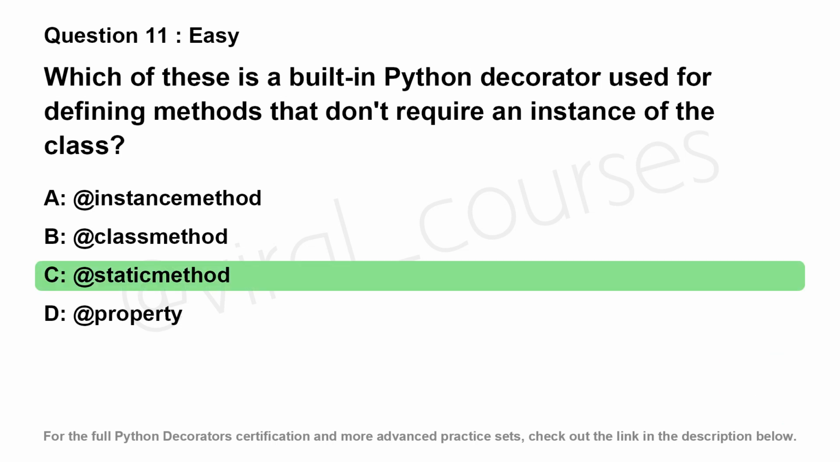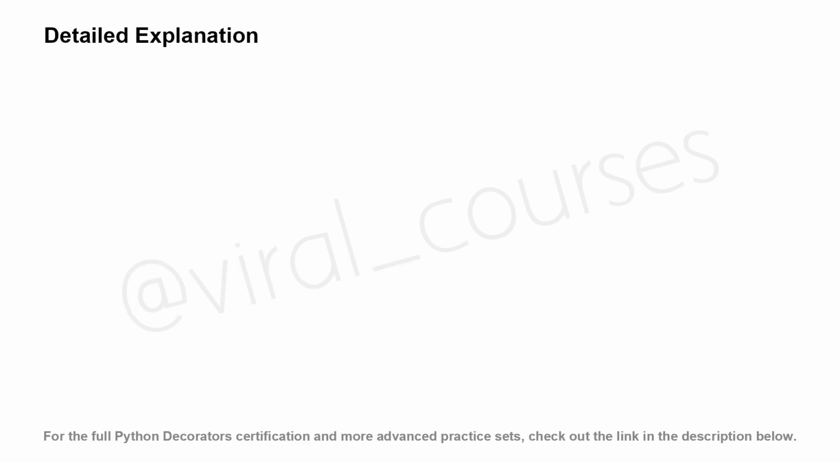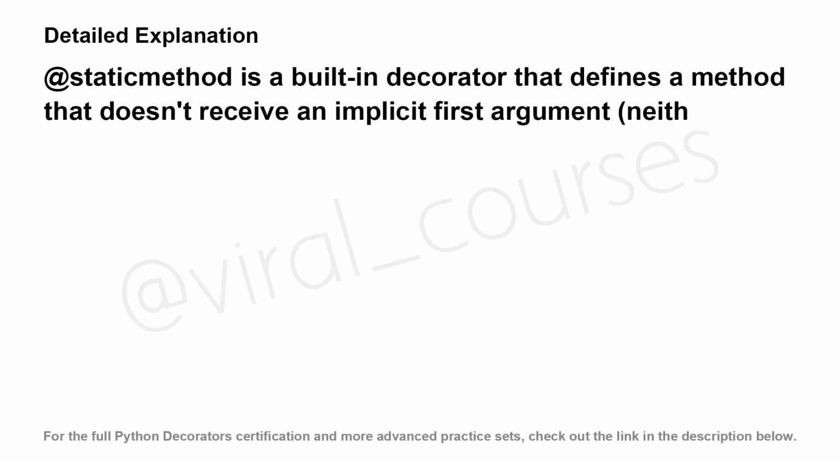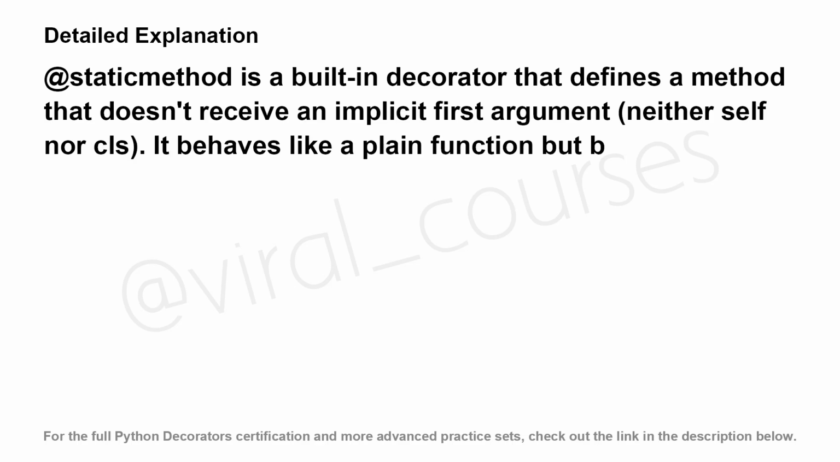The correct answer is C. @staticmethod is a built-in decorator that defines a method that doesn't receive an implicit first argument, neither self nor cls. It behaves like a plain function but belongs to the class's namespace.